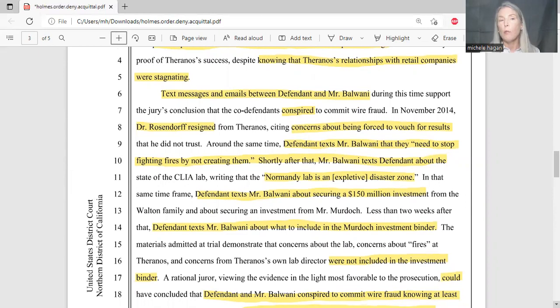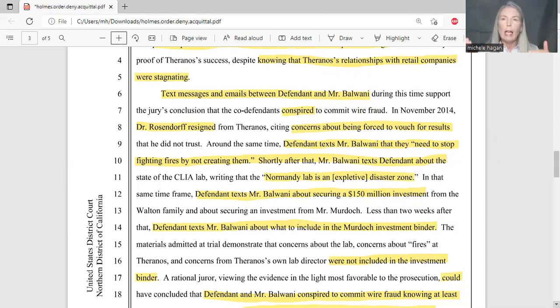In November 2014, Dr. Rosendorf resigned, citing concerns about being forced to vouch for results that he did not trust. Around the same time, defendant Elizabeth Holmes texts Balwani that they need to stop fighting fires by not creating them. Shortly after that, Mr. Balwani texts Holmes about the CLIA lab, writing that the Normandy lab is a blank disaster zone. I think it was an effing disaster zone. In that same time frame, defendant Holmes texts Balwani about securing a $150 million investment.